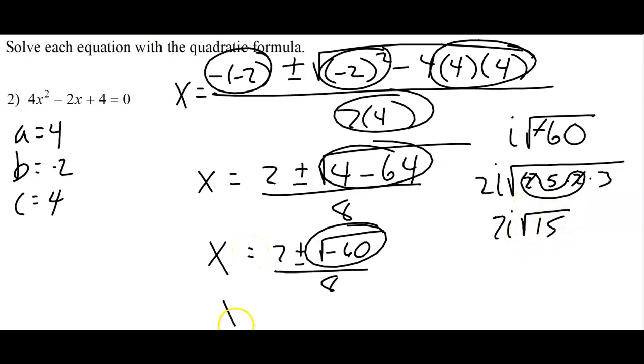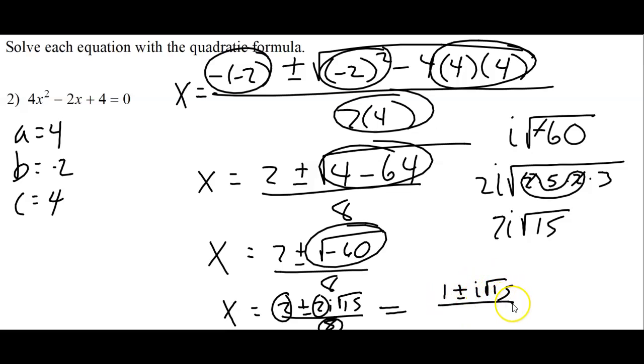So now I have x is equal to 2 plus or minus, instead of the square root of -60, 2i square root of 15, and a denominator still of 8. Last thing is that we want to reduce, so these three numbers can all reduce by 2, leaving me with 1 plus or minus i root 15 over 4. And there you guys have it. So that is solving a quadratic equation using the quadratic formula. You'll have one of those on your quiz.